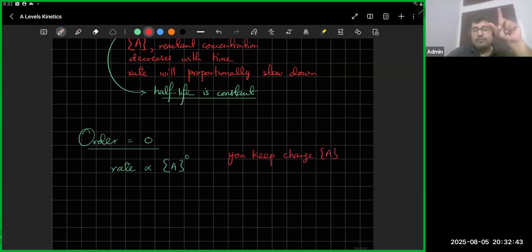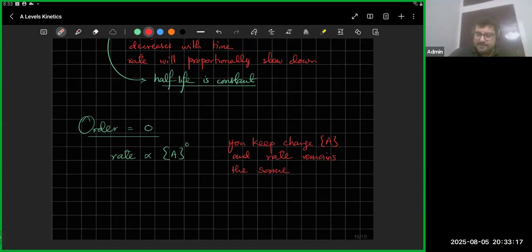In the previous one, in order one, you change the concentration of A and the rate changes. Now you keep changing A's concentration, and the rate remains completely unaffected. Anything to the power zero is just one, so you always get exactly the same value. So writing this equation is like a waste of time. I mean, A is not doing anything to the rate of reaction.